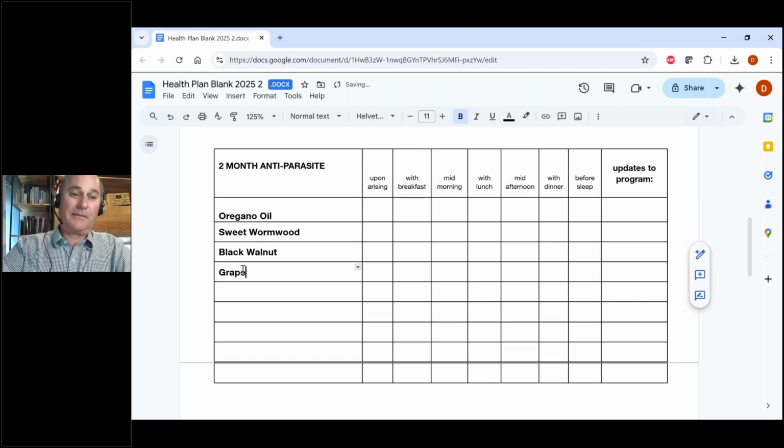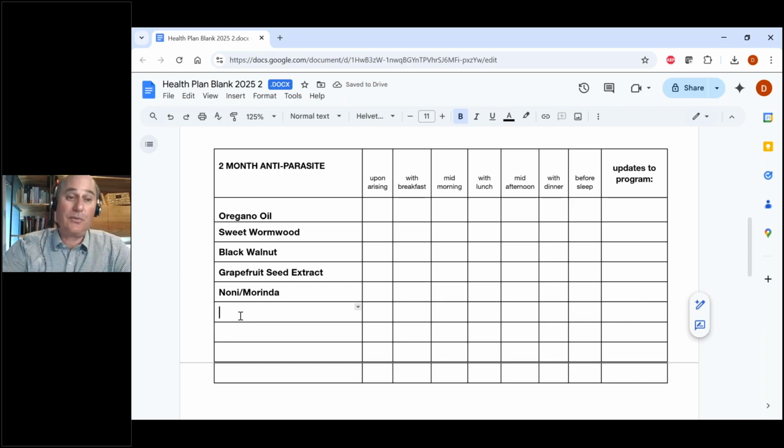Grapefruit seed extract. That's one of the better ones, I think. A lot of times I use noni. Noni, also known as morinda. That works really well for parasites. Colloidal silver. Now, that's kind of controversial. Let's not do that. But that gives you plenty of choices.